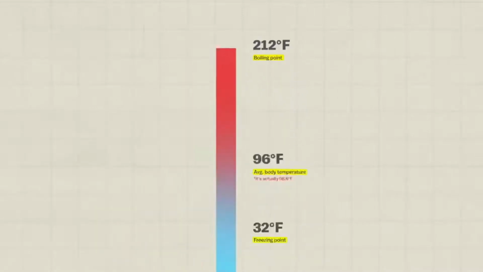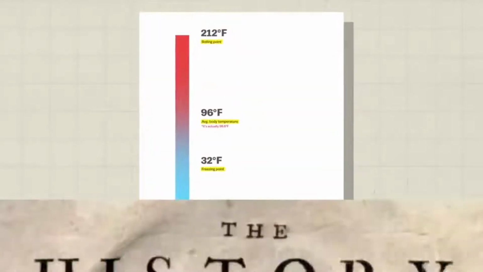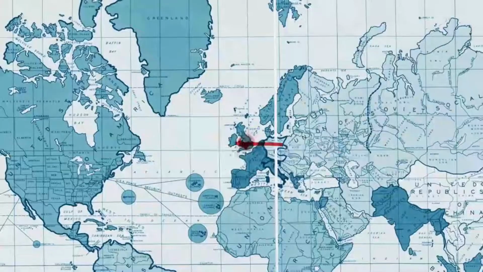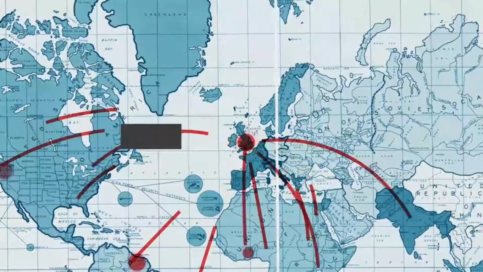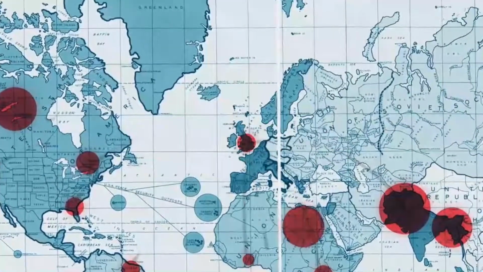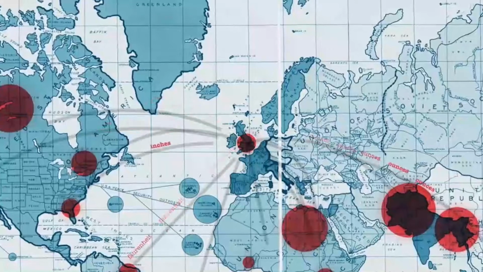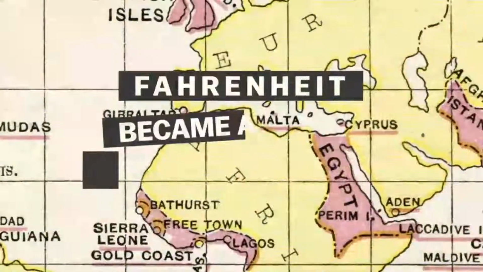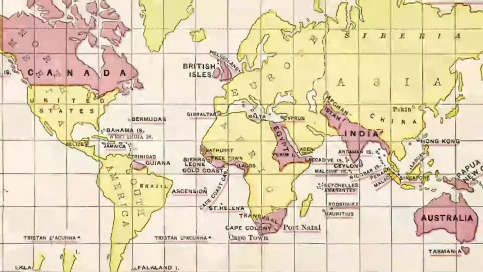In 1724, Fahrenheit formalized that scale and was inducted into the British Royal Society, where his system was a big hit. As Britain conquered huge parts of the globe in the 18th and 19th centuries, it brought the Fahrenheit system and other imperial measurements such as feet and ounces along with them. And Fahrenheit became a standard system for the British Empire across the globe.